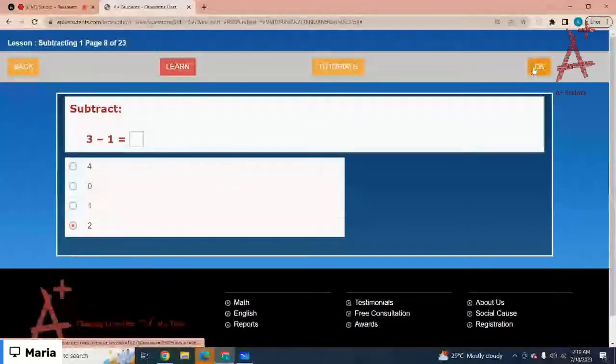The next one is 7 take away 1. So which is the correct option? You are given 4 of the options: 8, 5, 1 and 6. So which option is the correct one? You can just write down the correct option in the chat box. I can see your messages. So 7 take away 1 is 6. So the correct option is 6.